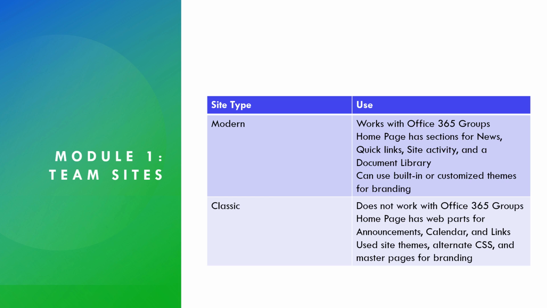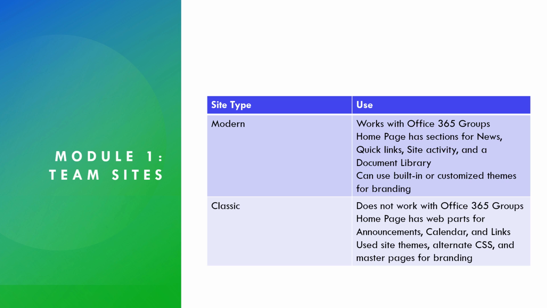So the classic site still has access to SharePoint groups, but not Office 365 groups. The home page in a classic site has web parts for announcements, calendar, and links. They used to use site themes, alternate CSS, and master pages for branding in the classic site. We'll be working with the modern team site when we get in and get started.